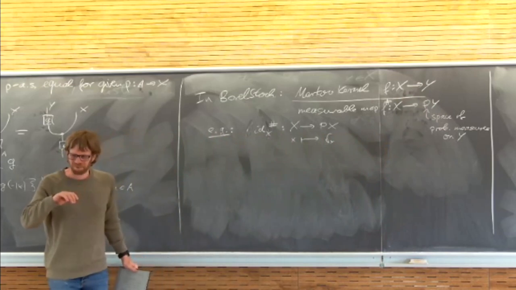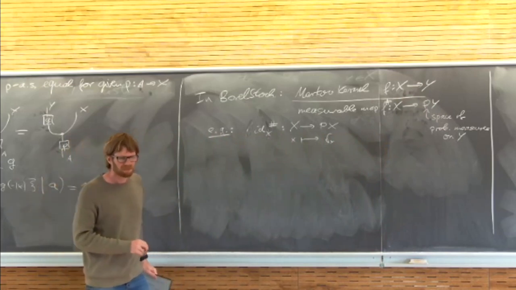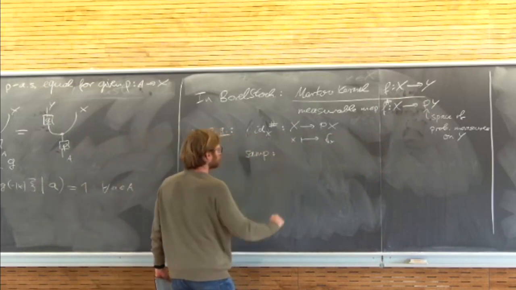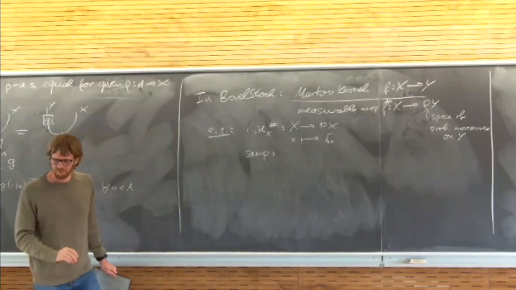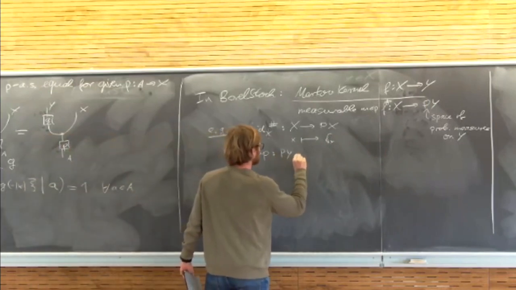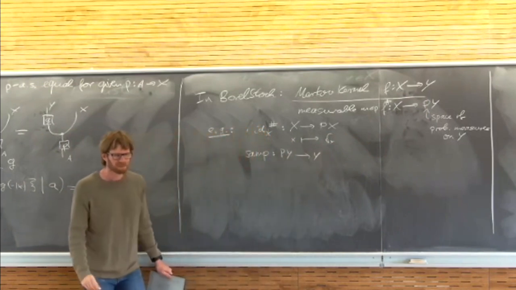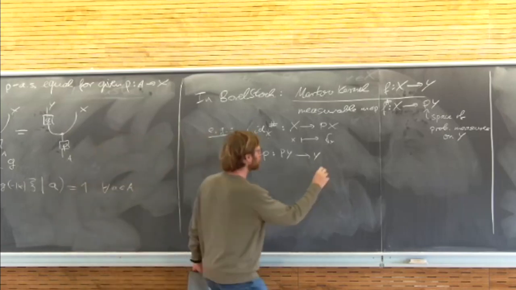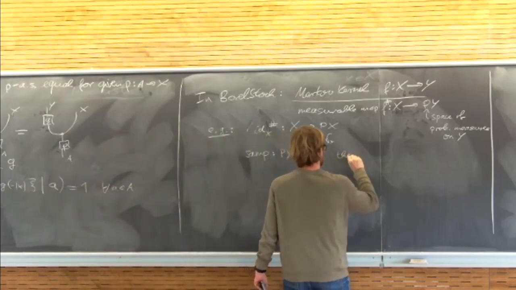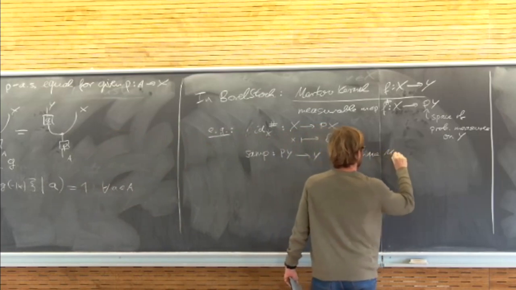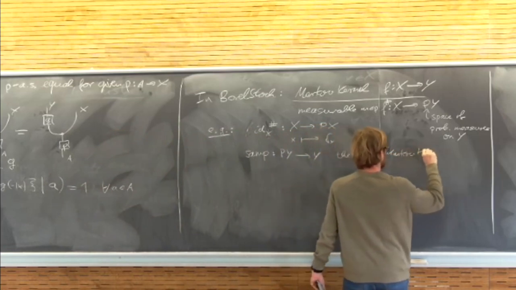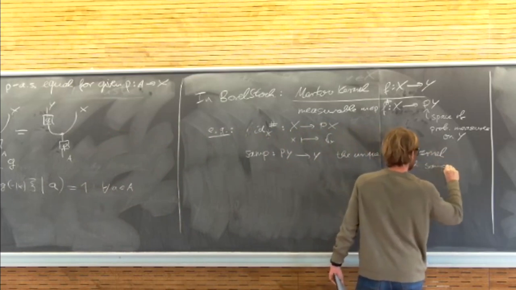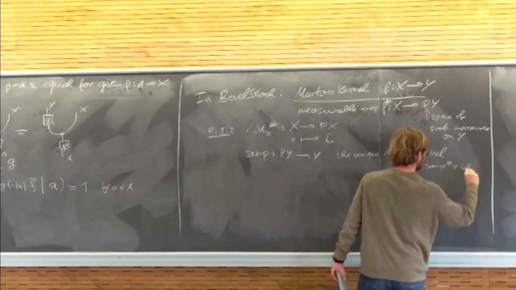It's maybe more a question of how to think of it. And the way that we think of this is sampling. So this is the Markov kernel from PY to Y. I'll write down what it does as a Markov kernel. This is the unique Markov kernel whose counterpart is the identity.